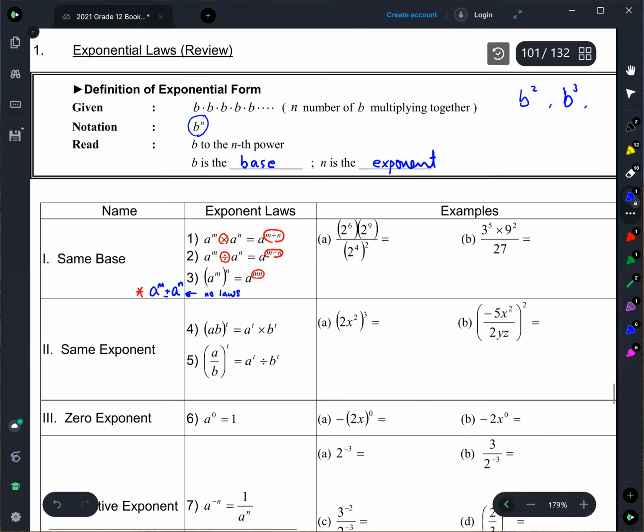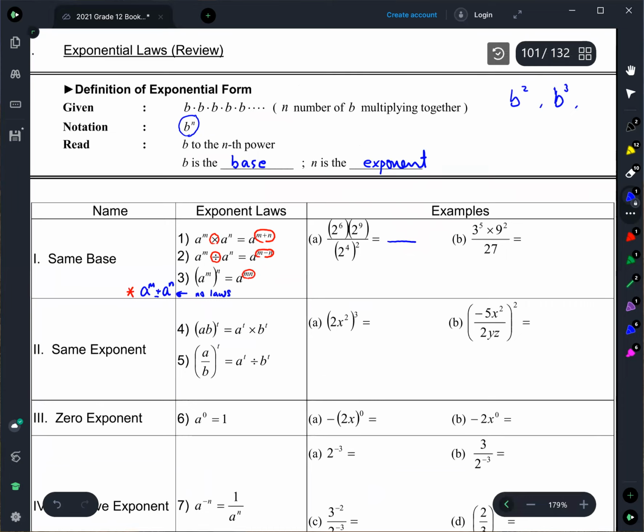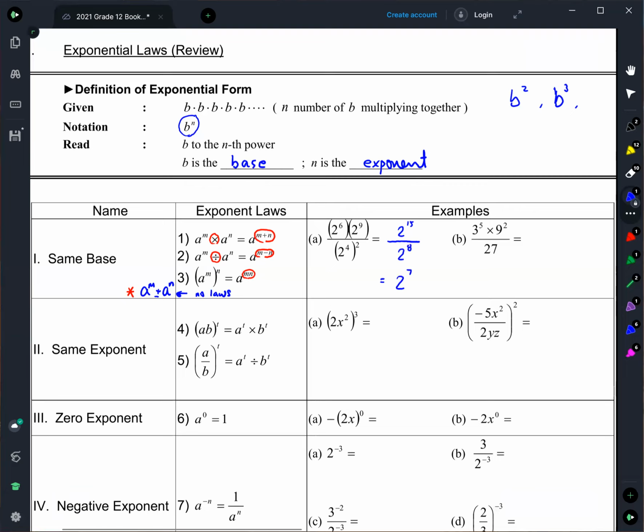So let's simplify the right-hand side. For example, the question A on the top, they are multiplying, so it will become 2 to the 15, using the first law. The second one, the denominator, you can use the third law. 2 to the 4 to the 2 will become 8. And then we can subtract, right? They are dividing, it will become 2 to the 7. Okay, should be pretty easy, right? So the laws only work if they have the same base, right? They all have base of 2.